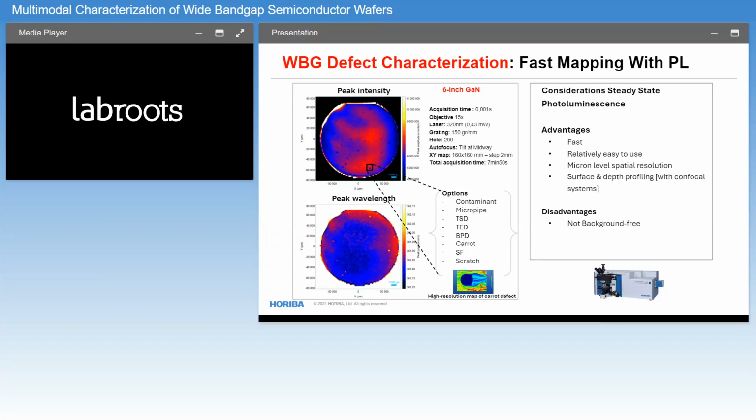For example, in this image here to the left, we show a high resolution PL map of what looks like a carrot screw. So that's the coarse map on the top left and bottom left, and somewhere in the middle there, you can see the high resolution map of a small defect, which looks quite similar to what would be considered a carrot screw defect. Oh, sorry, a carrot defect. Of course, due to the shape of that defect.